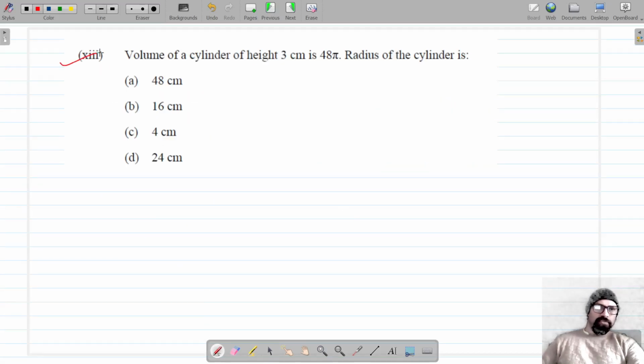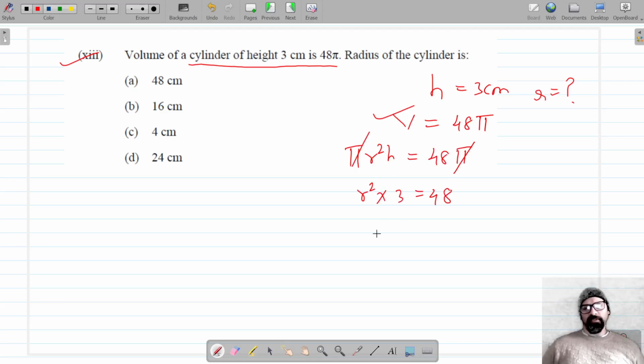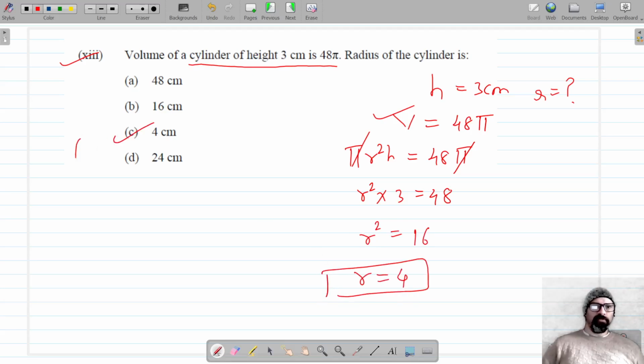Okay, for question number 13, it's given that the volume of a cylinder of height 3 centimeter is 48 pi. So height is 3 centimeter and volume is 48 pi. We have to find the radius. Now the volume of the cylinder is pi r square h. So that's equal to 48 pi. Pi and pi get cancelled. h is 3, so r square into 3 is equal to 48, which gives me r square is equal to 16 and radius is equal to 4. So that means C is the correct answer for question number 13.